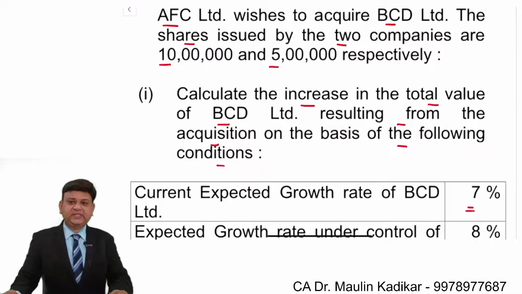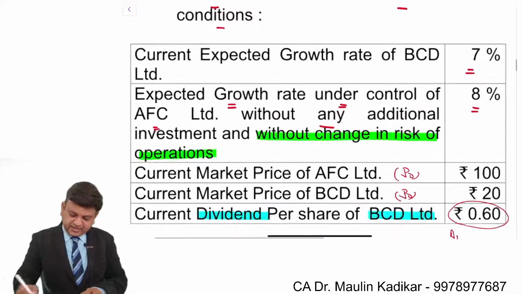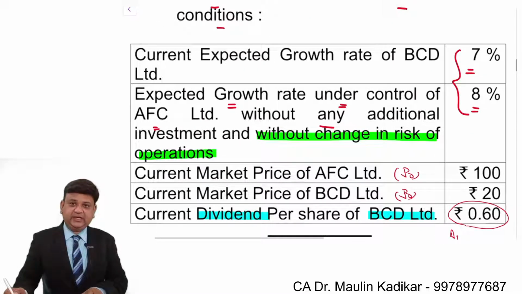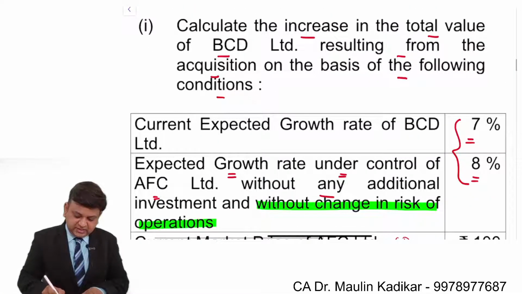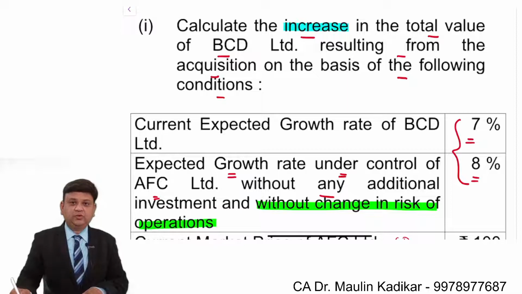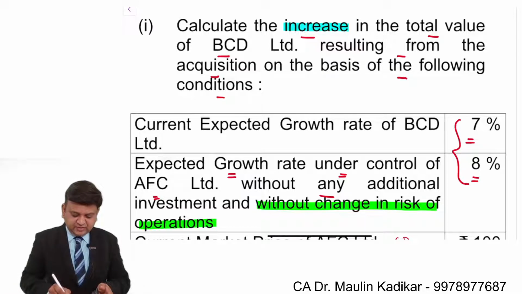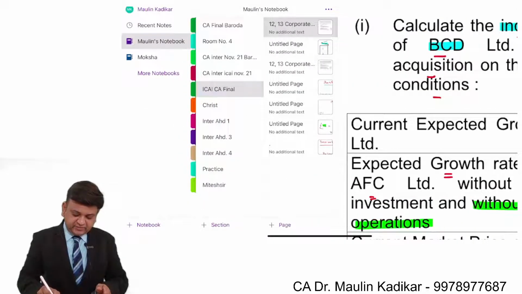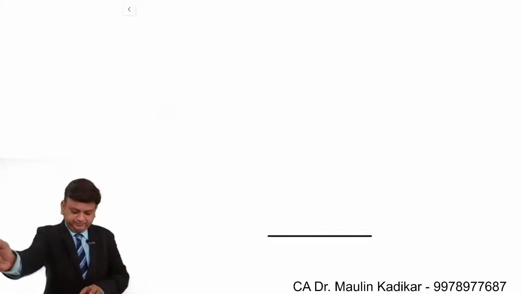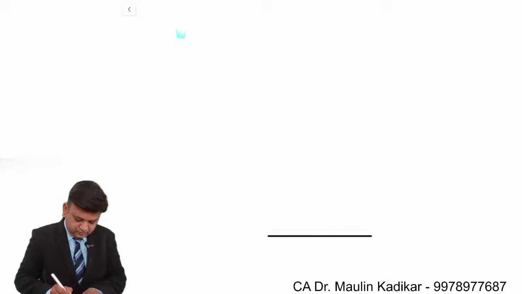Dear students, we understand that over here, there is a change in the growth rate of the target company, because of which there is an increase in the total value of BCD Limited, or we can say it is very similar to the gain of merger. That is what we are required to calculate in the first part of the question. So I request all of you to write down the answer along with me. Answer for the first part of the question.